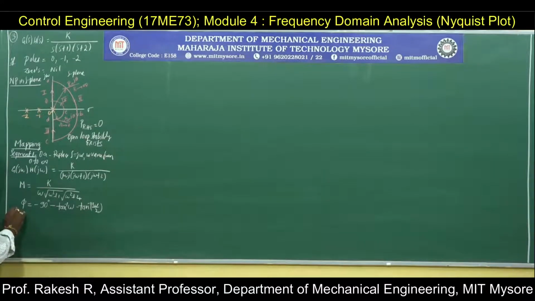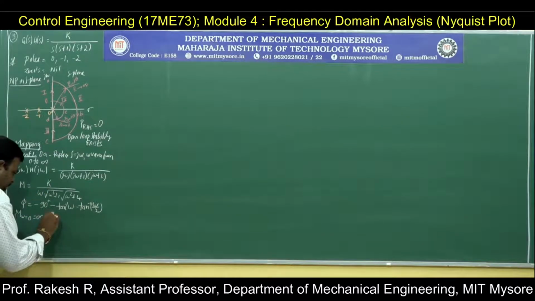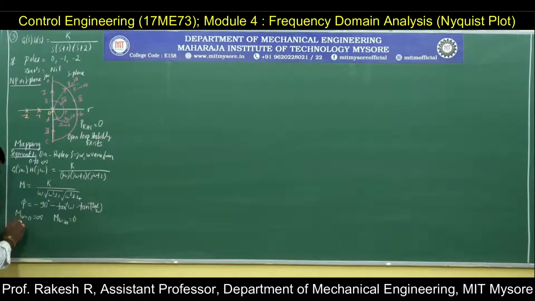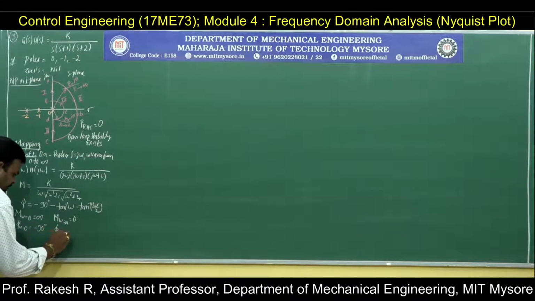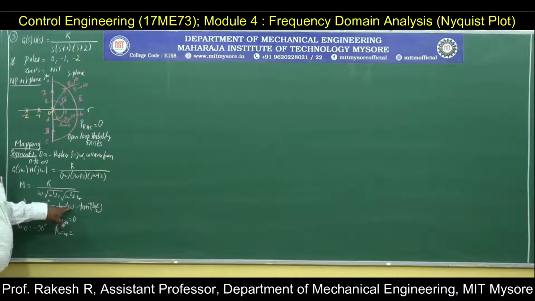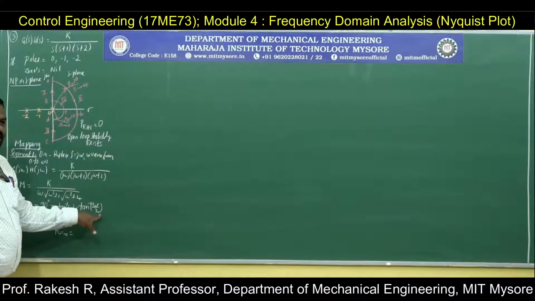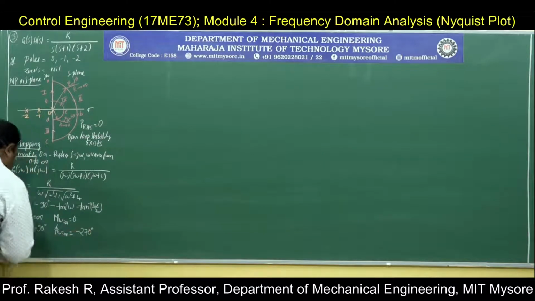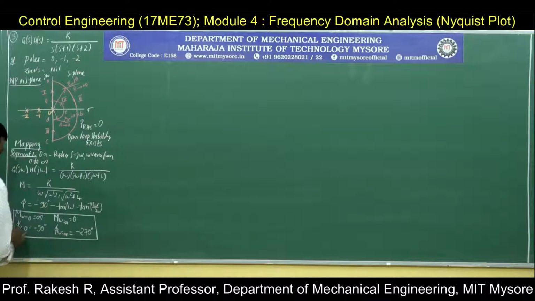Then what is the magnitude when omega is equal to 0? So omega 0, anything by 0 is infinity. What is the magnitude at omega is equal to infinity? It is 0. Then phase angle at omega is equal to 0 is minus 90. Phase angle at omega is equal to infinity is minus 90, minus 90, minus 90, so it will be minus 270. So this is about the first segment of the polar plot.